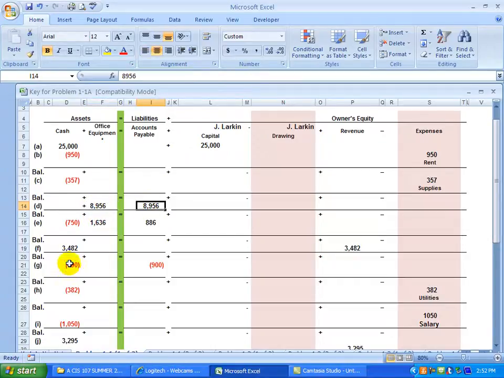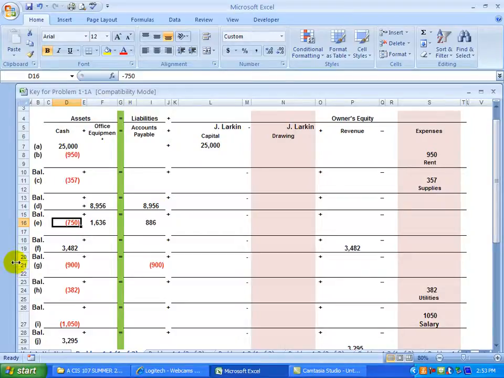We're in balance. Looking at letter E, we bought a computer from Warden's Office Outfitters, $1,636. So our office equipment is getting bigger by $1,636. We paid $750 in cash, so cash is going down. The net effect here, when you take $750 away from $1,636, is how much we still owe. That goes into accounts payable. So we've increased the right side of the equation by $886. If you subtract these two numbers from each other, the left side is also increasing by $886.